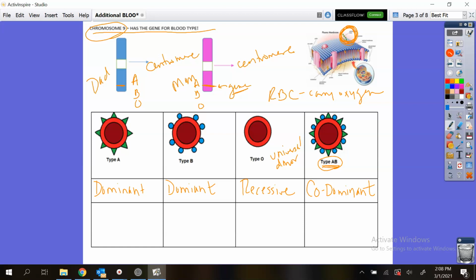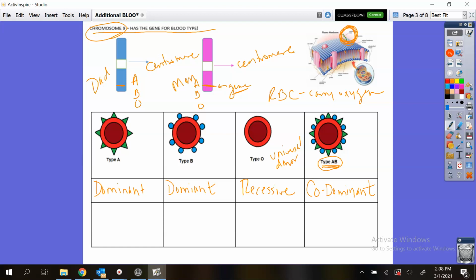So if we are looking at this, these are the different types depending on what you get. So if you get A from dad and A from mom, then obviously you'd be type A. B from dad, B from mom, obviously you'd be type B. If you inherited the allele O from mom and dad, then you would be type O. And then if one gave you A, one gave you B, then you could be AB.